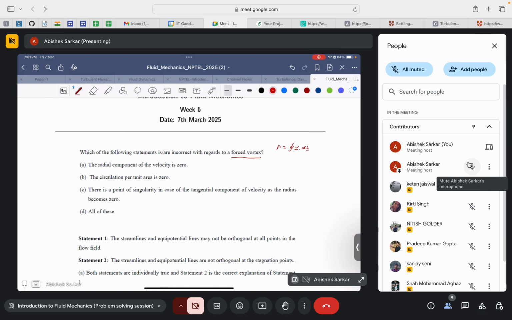Okay. Question number 1. I'll give you 2 minutes. It's simple, but still you can try. B. Okay. So Saurabh says the only incorrect one is B. So others, can you contribute?